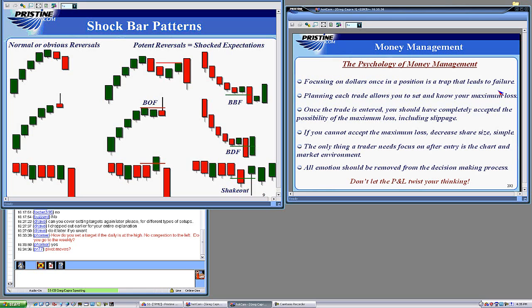If you focus on the money, it typically leads to failure. You're thinking about money, odds are it's going to lead you to doing the wrong things. So you plan your trade. You know what your max loss is per trade. You've accepted that. As a professional trader, you've accepted the possibility of whatever that loss might be. It's based on your account equity. You know it's not going to put you out of business. It's one trade. If you can't accept that loss, you decrease the share size. If it doesn't make sense to trade that small, well, you don't trade. It's as simple as that.